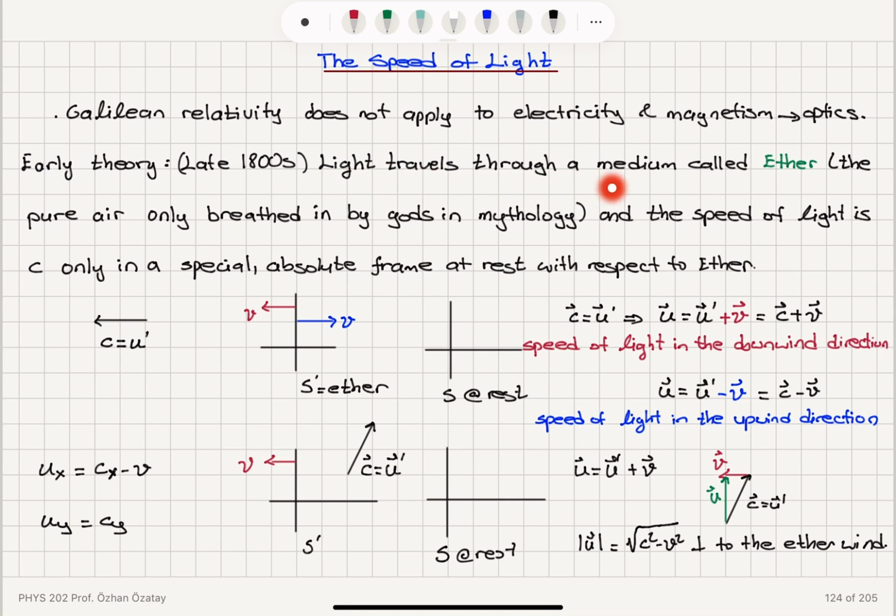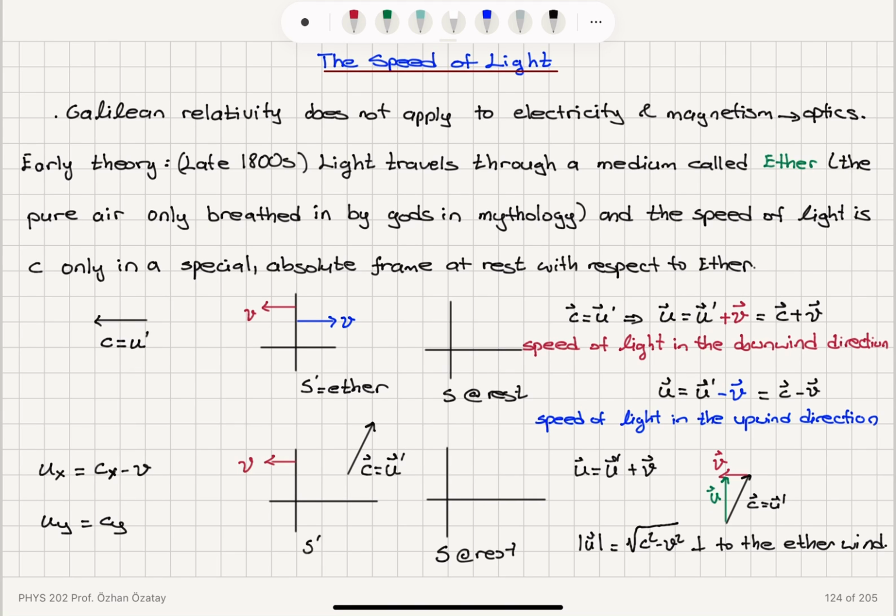Therefore, light travels through a medium called ether. Now, what is ether? Well, we can give it some holy meaning. It's the pure air only breathed in by gods in mythology. All right. And the speed of light is c only in a special absolute frame at rest with respect to ether. So, therefore, the speed of light is c only in the ether reference frame.